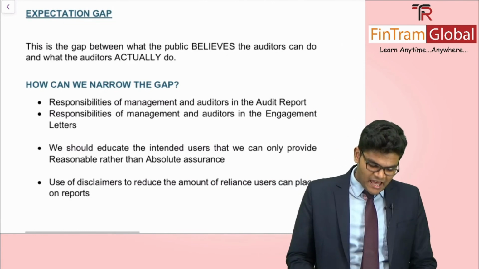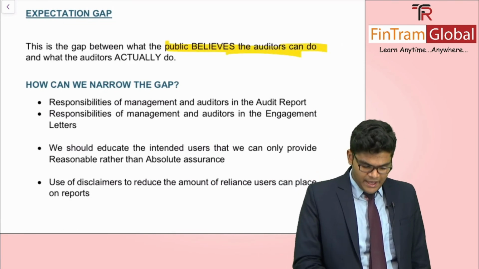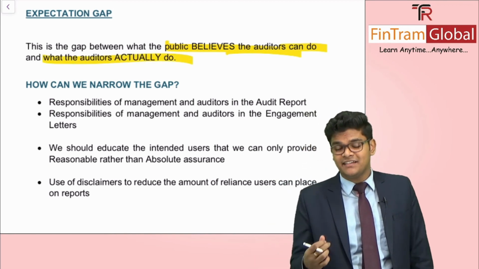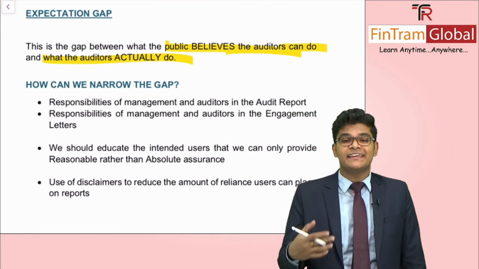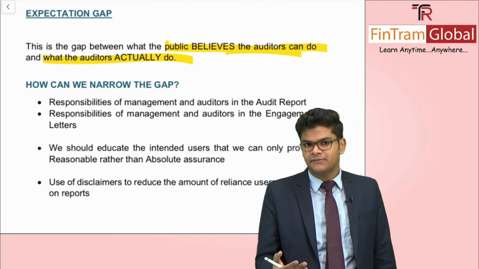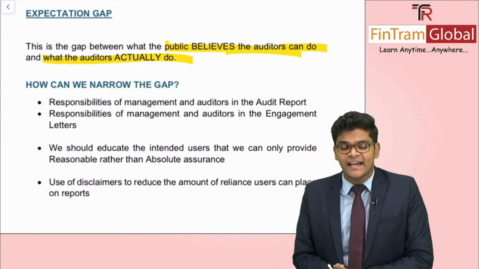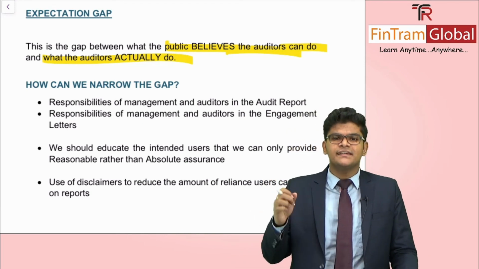This is the gap between what the public believes the auditor can do and what the auditors actually do. Okay, folks, it's basically the difference between the expectations of the general public and the actual reality as to what the auditor does. So we have to effectively avoid or reduce this expectation gap, isn't it? So how exactly can we do that? Well, that's a really important concept to know.